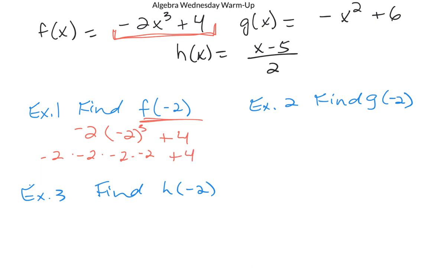-2 times -2 is 4. Times another -2 is -8. Times another -2 is a positive 16. Plus 4, we would get an answer of 20.